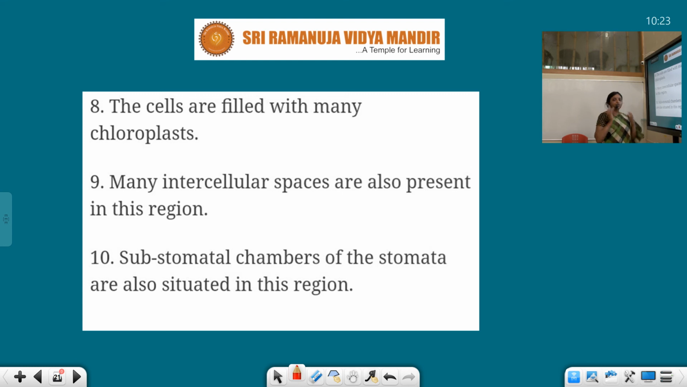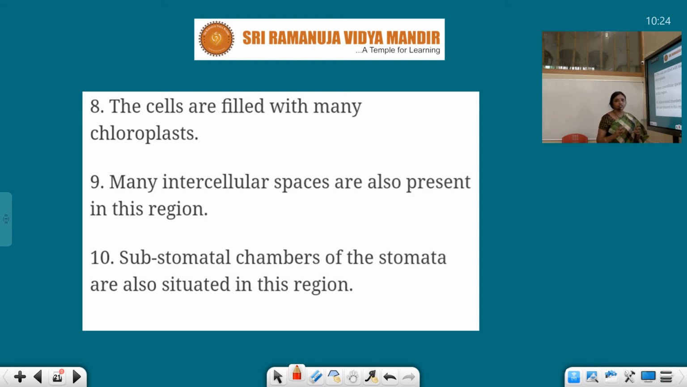In spongy tissue also cells are filled with many chloroplasts, but equal number of chloroplasts are present, because it is not distinguished. So we can observe equal number of chloroplasts. So it is known as isobilateral. The monocot leaf is known as isobilateral because both sides are the same color, because the number of chloroplasts and chlorophyll present on both sides is the same.